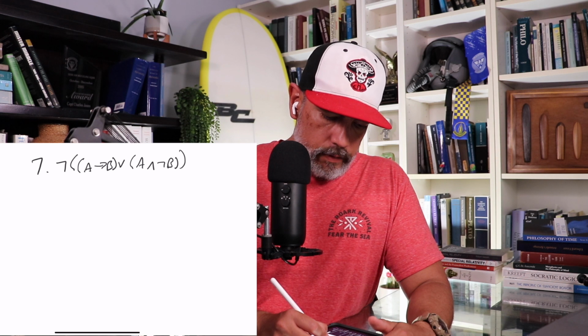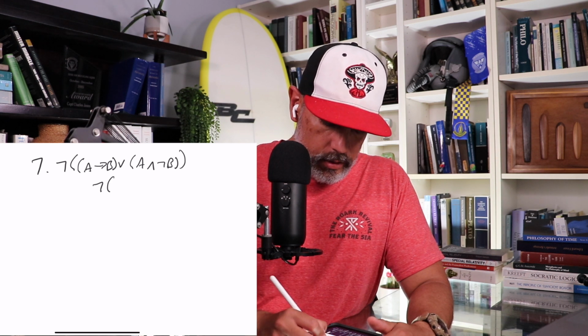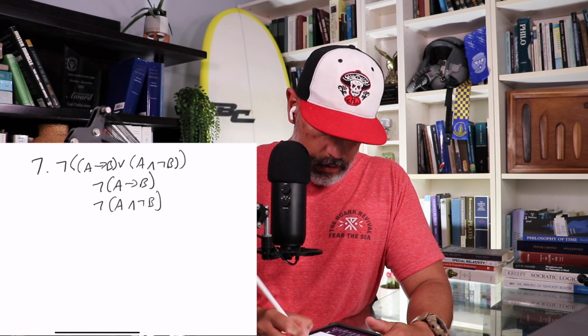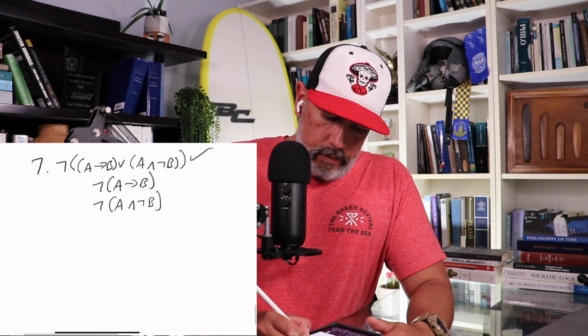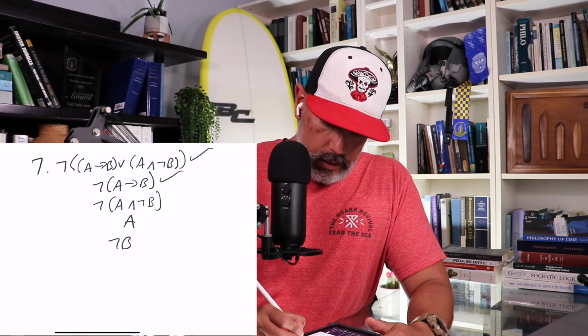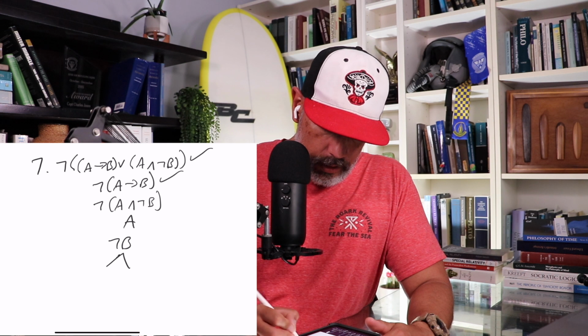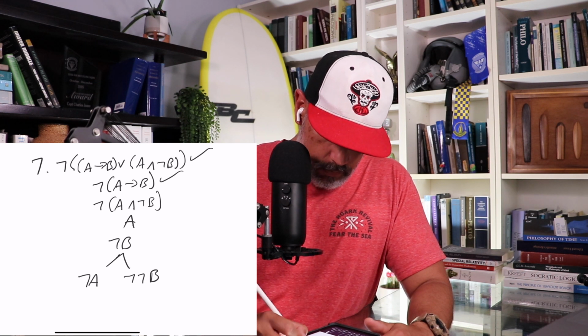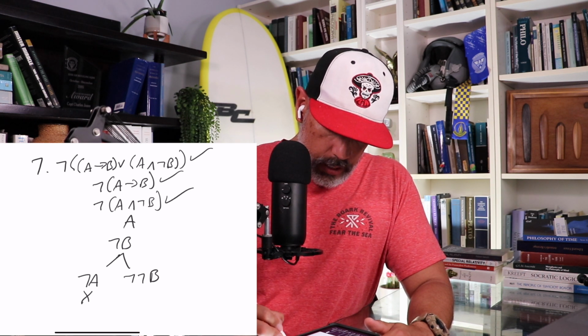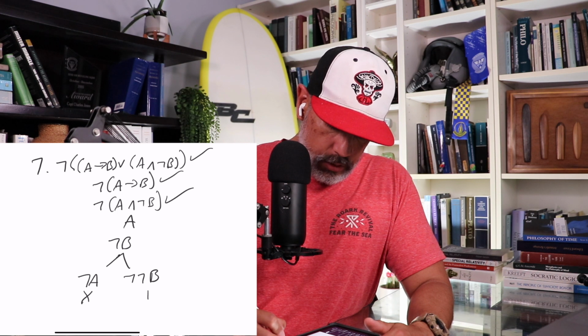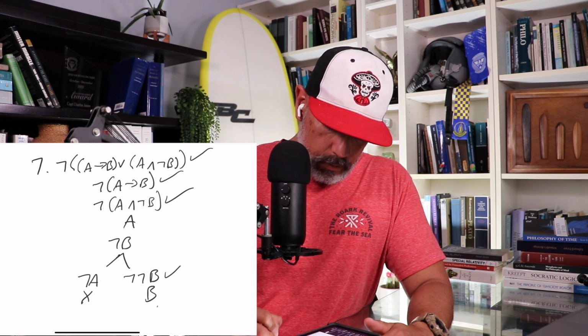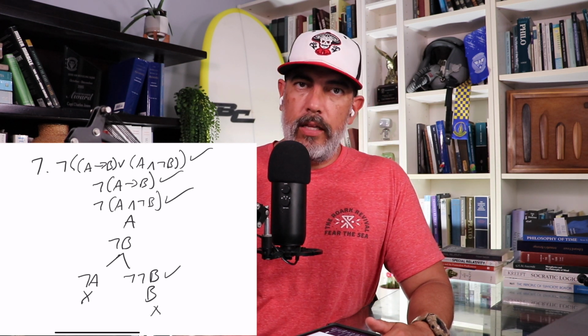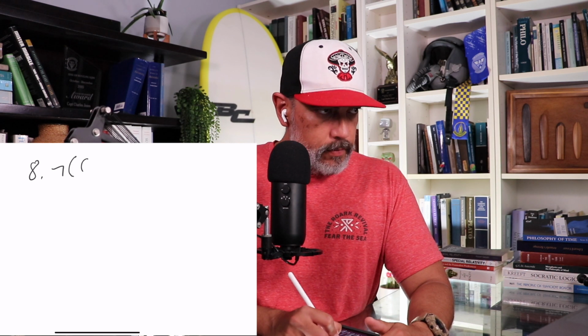Okay, negation of a disjunction looks like this. Negation of a conditional, and then the negation of that conjunction. The A and the not A, close that branch. Then we have a double negation here. Not B and B, close that branch. This is a tautology. Number 8.